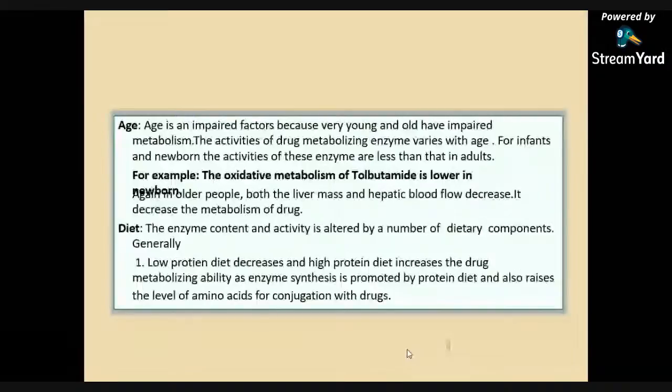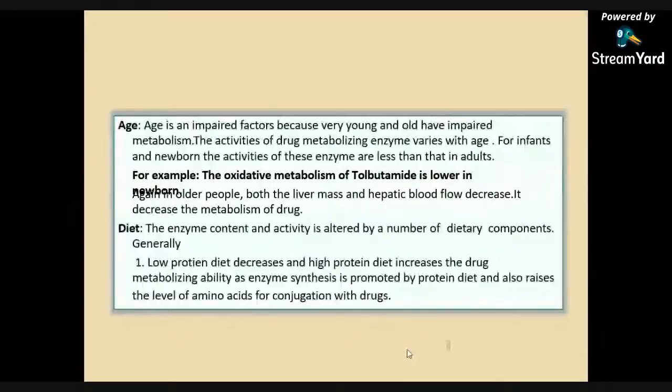Age is an important impacting factor because the very young and the old have impaired metabolism. The activities of drug metabolizing enzymes vary with age. For infants and newborns, the activities of these enzymes are less than in adults.